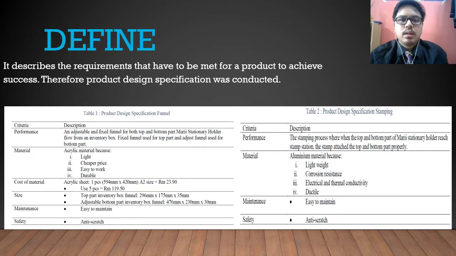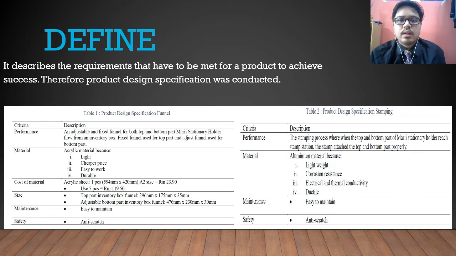The first methodology is define. The project was to develop a low-cost inventory KARAKURI management system. In this project, the design of the funnel and stamping were constructed so they can help the flow of the product, which is the MARI stationary holder, to the assembly line.